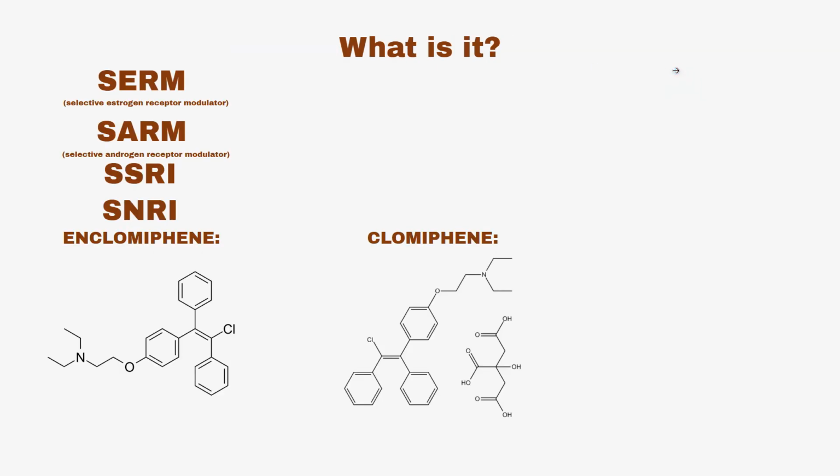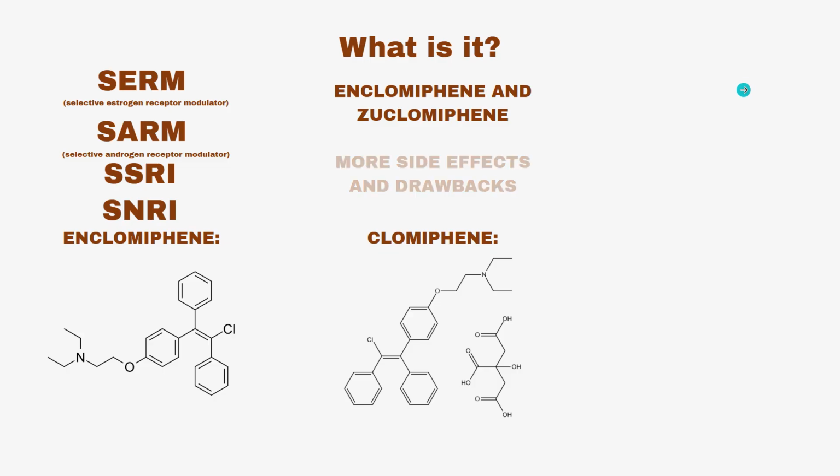And just before I go more in depth on how it works, I just want to explain clomiphene because it's very similar to enclomiphene. Clomiphene actually has enclomiphene in it. It's one of the isomers, and it also has zuclomiphene. But zuclomiphene pretty much just has some estrogenic effects, so it's much more advantageous to use just enclomiphene if you're using it for post cycle therapy or increasing testosterone and stuff like that. Zuclomiphene has more side effects and drawbacks, so it's just not really worth it.